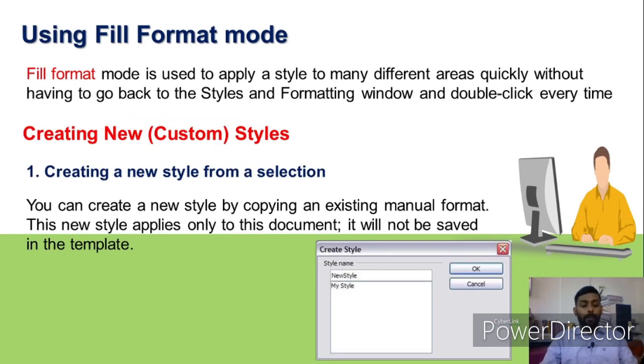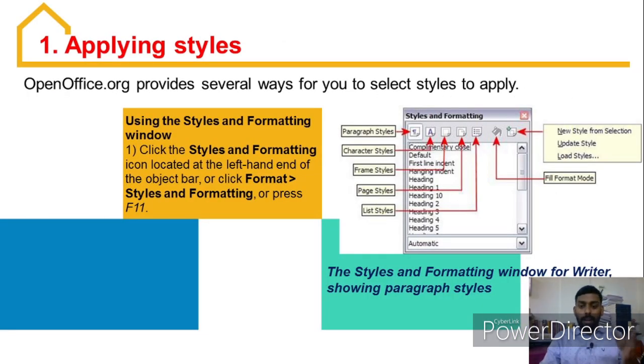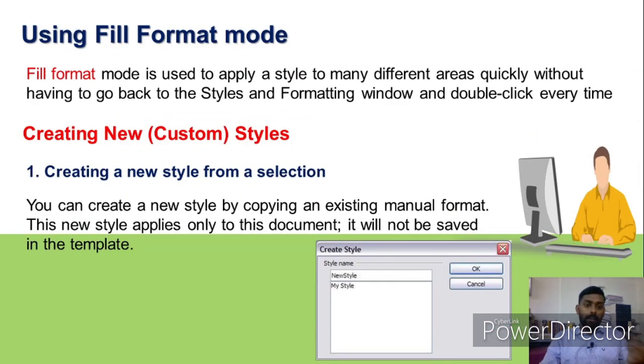Next is using fill format mode. Fill format mode is a mode used to apply a style to many different areas quickly without having to go back to the Styles and Formatting window and double-click every time. In the previous session we just went to Styles and Formatting, selected the text and applied it. But fill format is another option. While using the Styles and Formatting window, you have to select and double-click every time.